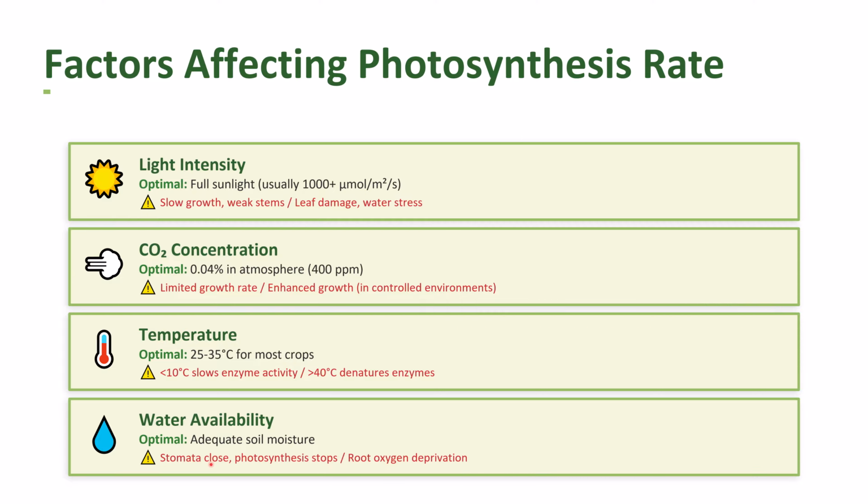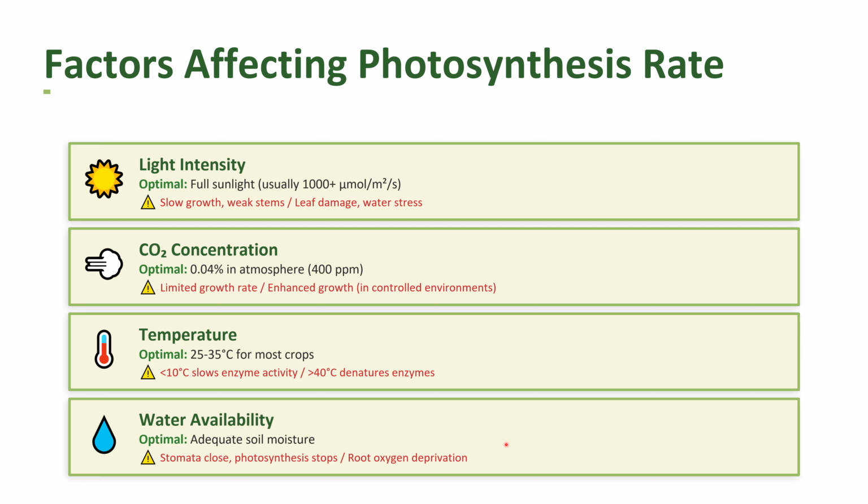Water availability: optimal, adequate soil moisture. Otherwise, stomata close, photosynthesis stops, and roots suffer oxygen deprivation. Plants need moisture to keep their breathing pores, the stomata, open. If the soil is too dry, the plant closes these pores to save water, but that stops photosynthesis. On the flip side, too much water can drown the roots.